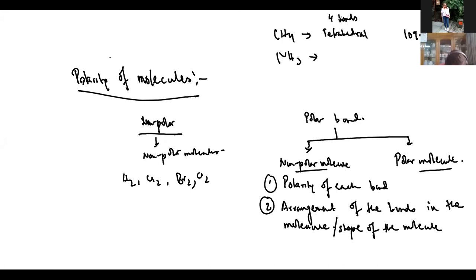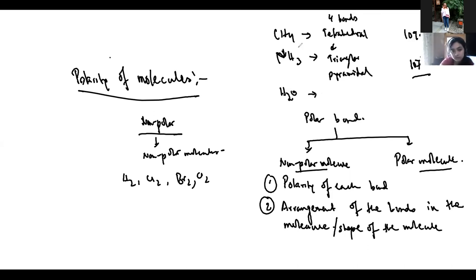Ammonia, how many bonds does it have? Four. Three bond pairs, one lone pair. What is its shape? Triangular pyramid. Bond angle? 107. Water: bent. And bond angle is 104.5.